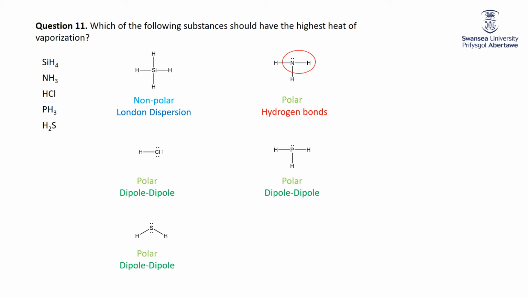So therefore the one that's going to have the highest heat of vaporization will be the one with the strongest interparticle forces. That is, of course, ammonia. And not only that, but would also have the highest heat of fusion, the highest melting point, the highest boiling point, and would have the lowest vapor pressure of all of these substances because it has the strongest interparticle forces.